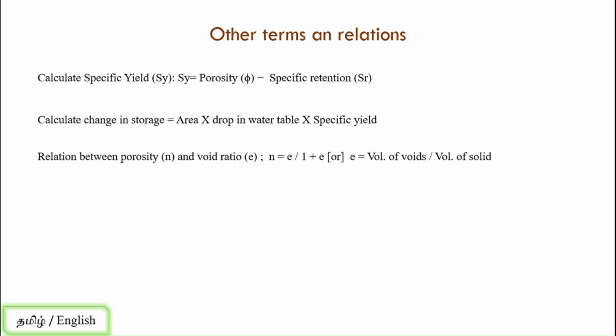Then the next one is the relation between porosity and void ratio. Porosity n is equal to e by 1 plus e, where e stands for void ratio. Or you can simply calculate e is equal to volume of voids by volume of solid. Okay, so this is the relation between porosity and void ratio. So the void ratio is equal to volume of void by volume of solid, or porosity is equal to void ratio by 1 plus void ratio. You can use any of these formulas to find the other missing term.